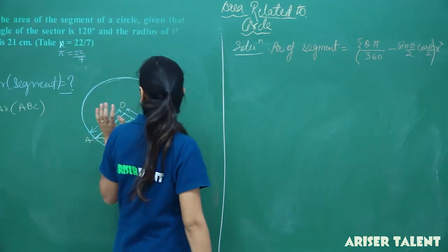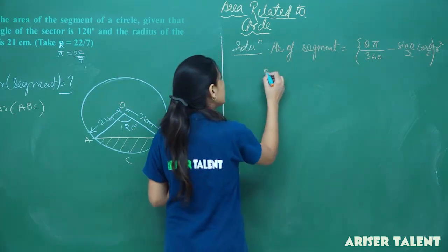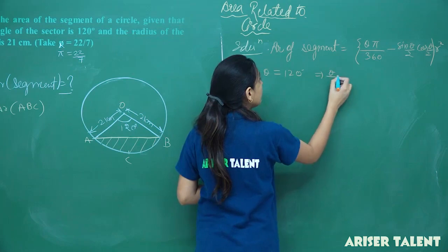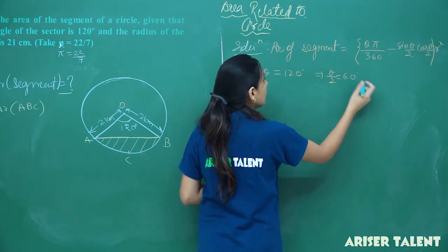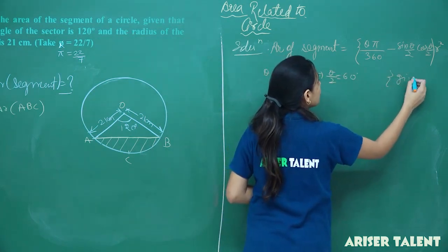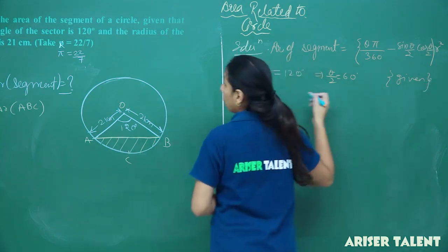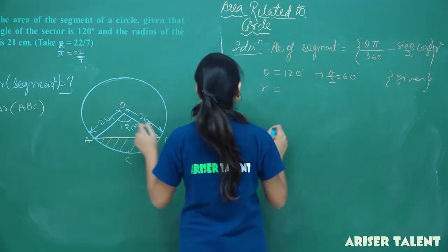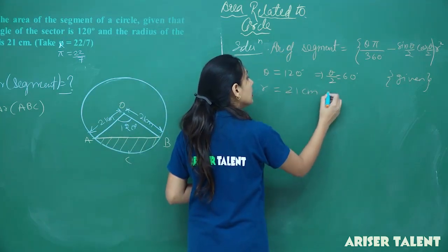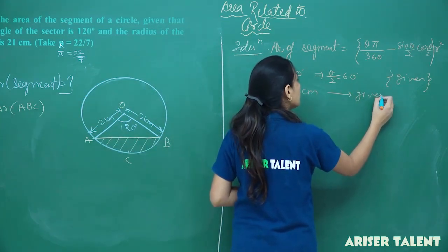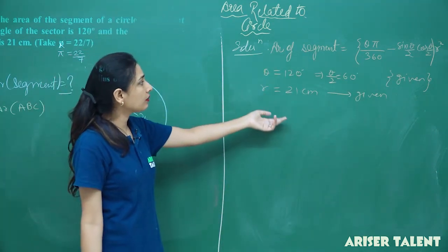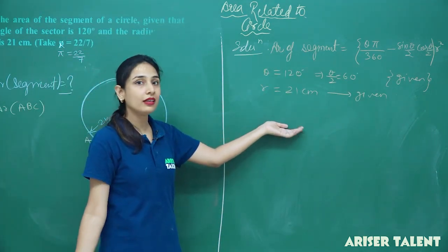We have been provided with theta. Now theta equals 120 degree, implies theta by 2 equals 60 degree. This is given information. Now we are provided with r, r equals 21 centimeter. This is also given information. Now what you want to do, just put the values here and get the answer.